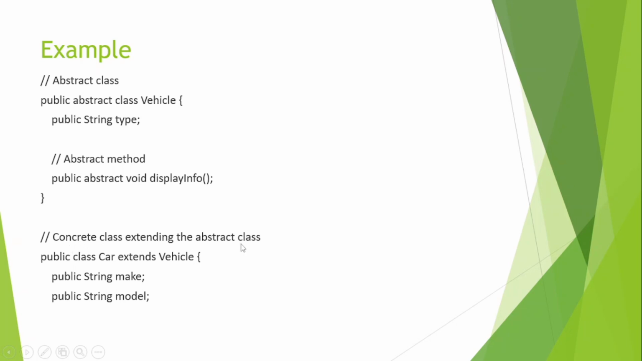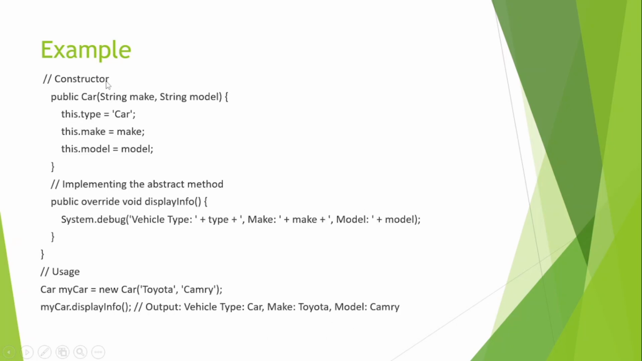Concrete class extending the abstract class. So public class Car extends Vehicle, this Vehicle abstract class. So here we had taken make and model, string data type. So constructor, we are taking the values make and model, and this.type is Car we are taking here. Implementing the abstract method: public override void displayInfo. It's going to display the type, make, model.